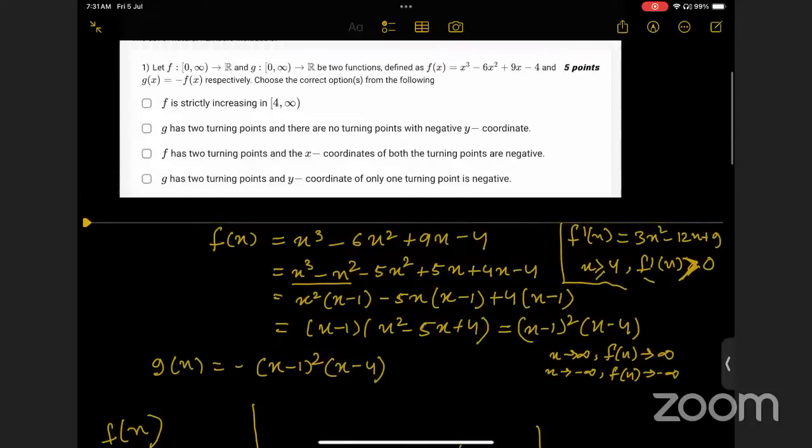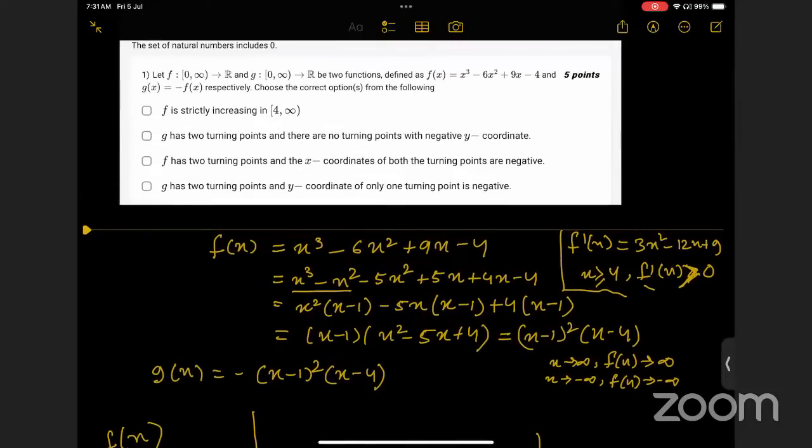So if both come out to be greater than 0, then it's strictly increasing. Otherwise, it may be increasing then decreasing, decreasing then increasing, or decreasing then decreasing. Okay, got it, ma'am.